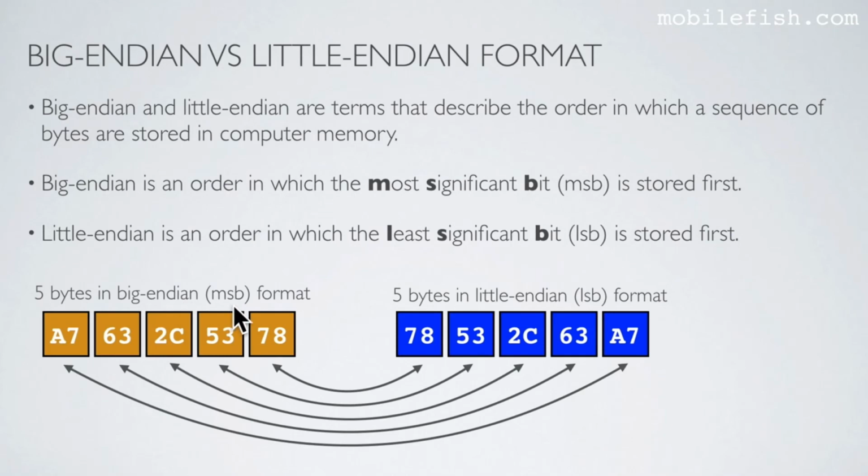Here is an example. Here are 5 bytes in big endian format. The most significant bit is located here, and the least significant bit is located here. To convert these 5 bytes from big endian format to little endian format, you only need to change the sequence of these bytes. This byte is moved here, this byte is moved here, this byte is moved here, this byte is moved here, and this byte is moved here. Now these 5 bytes are in little endian format.